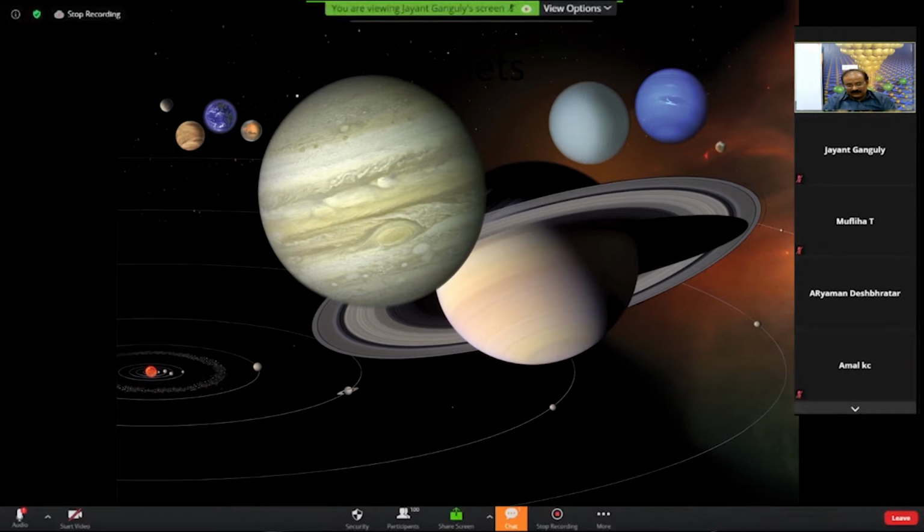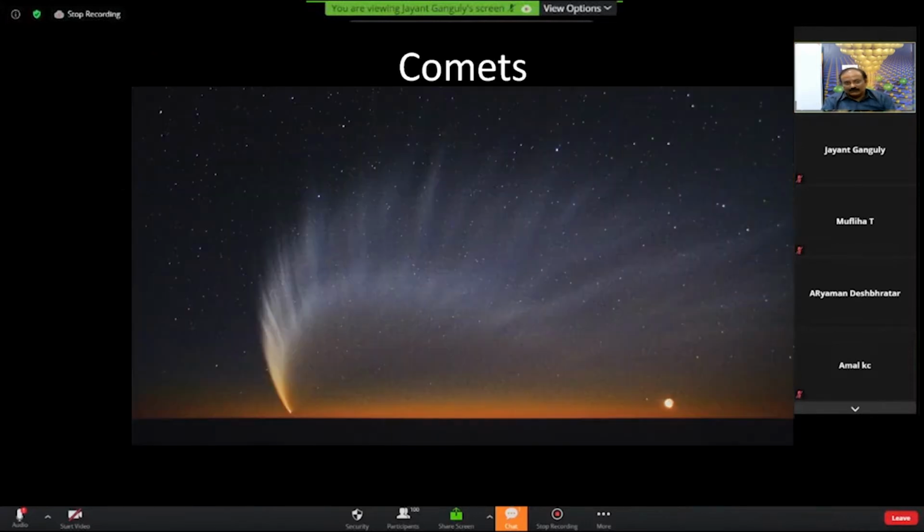And then between Mars and Jupiter, we have a band of a lot of small objects floating in space, and they are called the asteroid belt. And then there are other objects in the sky, which are comets, meteors, and all those things. So these are all things from the solar system.